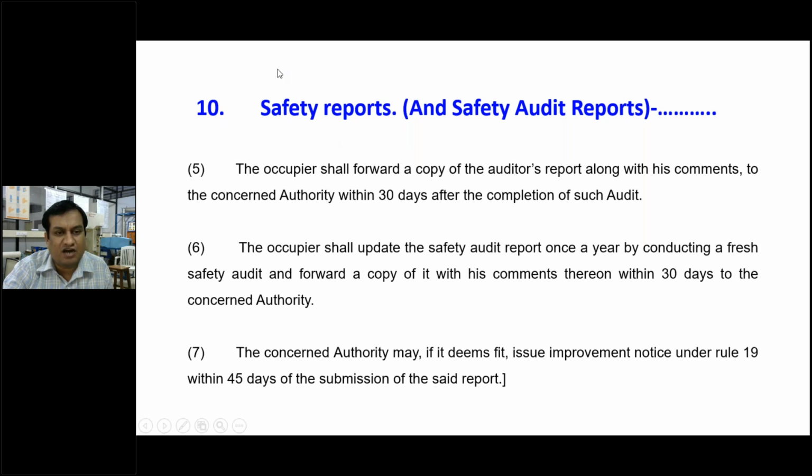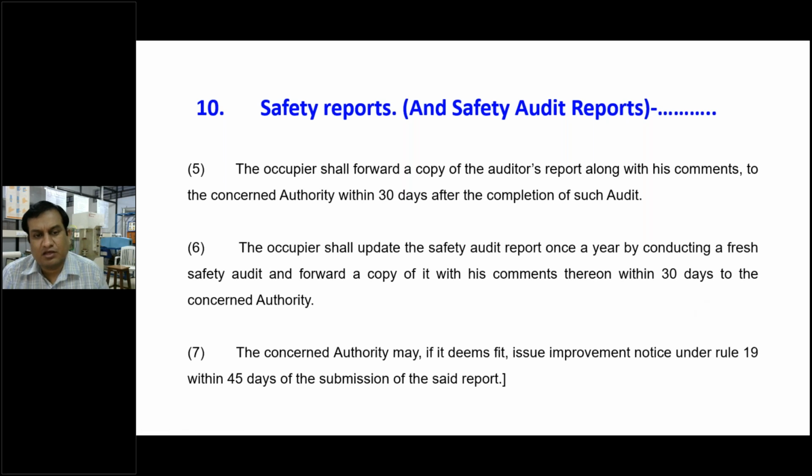Before 1994, this rule covered only the safety report. After the 1994 amendment, the safety audit report is added. So the safety audit is a mandatory condition after 1994, and the report of the safety audit should be submitted to the concerned authority within 30 days after the completion of such audit. The occupier shall update the safety audit report once a year by conducting a fresh safety audit and forward a copy of it with his comments thereon within 30 days.